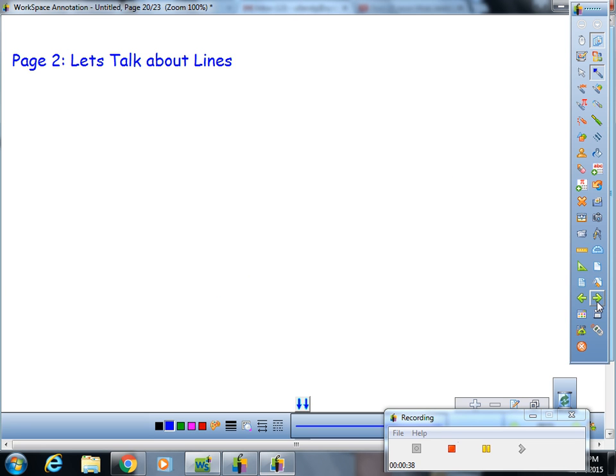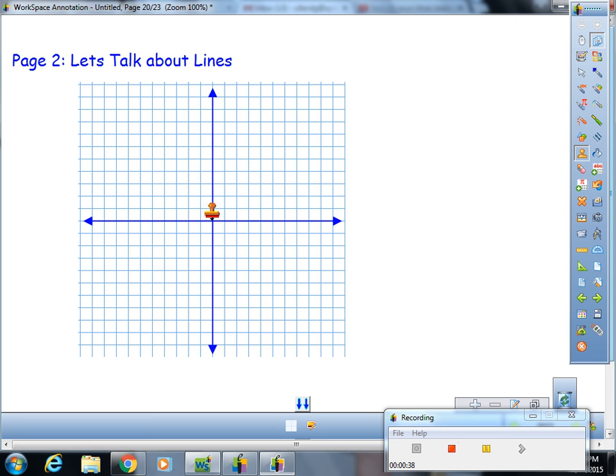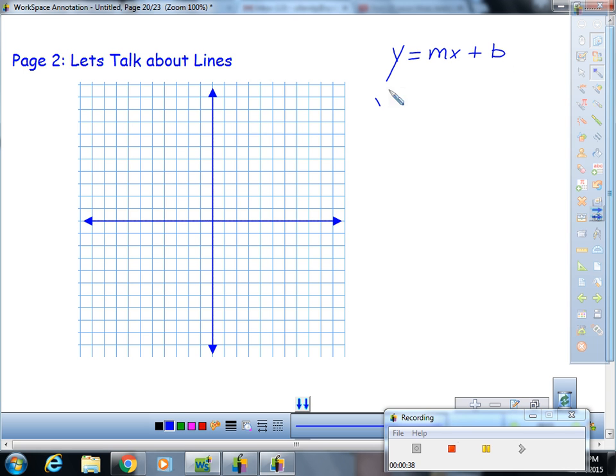Now let's talk about lines, okay? So, we already stated that a line can be described as y equals mx plus b. It can also be described as y minus y1 equals m times x minus x1. It can also be described as ax plus by equals c. Those are all different forms of lines.